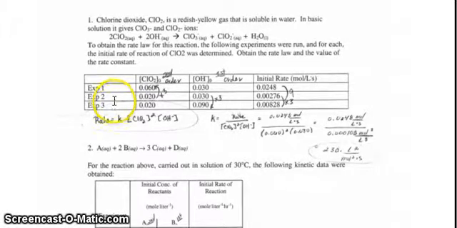If we look from experiment 2 to experiment 1, we tripled the amount of the ClO2 while the hydroxide amount was kept constant. When that amount was tripled, the rate increased 9-fold, which means the order of ClO2 is second order. For the hydroxide, if we look from experiment 2 to experiment 3, we did not change the amount of ClO2. We tripled the amount of hydroxide, and the rate tripled. So that order is 1.